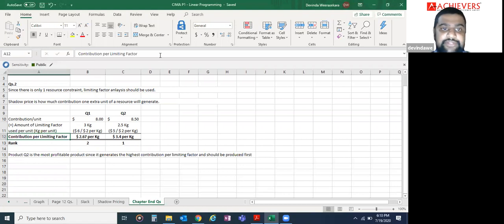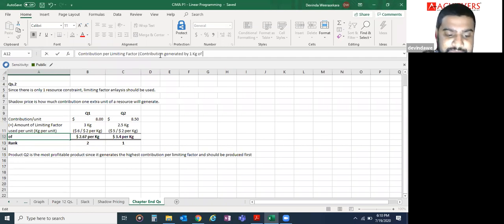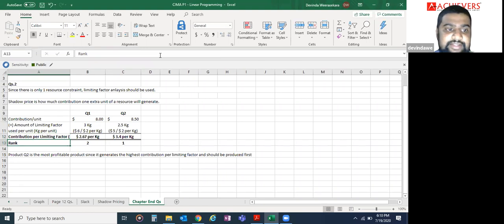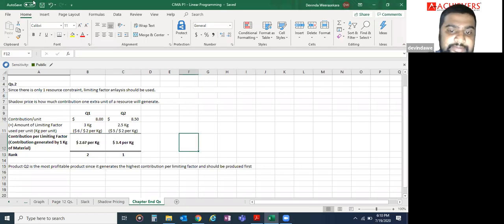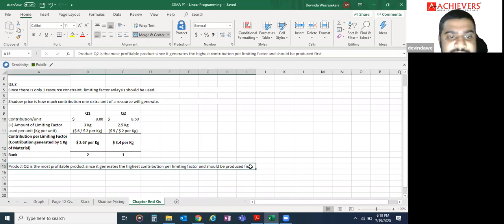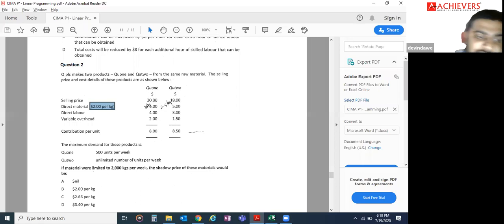So this contribution per limiting factor. What is contribution per limiting factor? Contribution generated by 1 kilo of material. In this example, contribution per limiting factor means contribution generated by 1 kilo of material. Clear? So now we know that since Q2 is the most profitable product, we need to prioritize and produce Q2 first. Now check the demand for Q2.